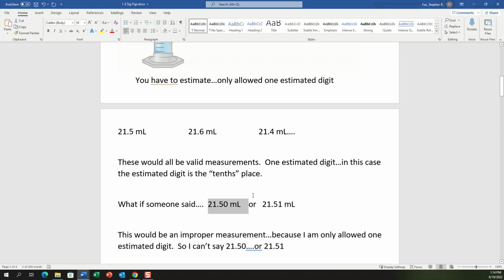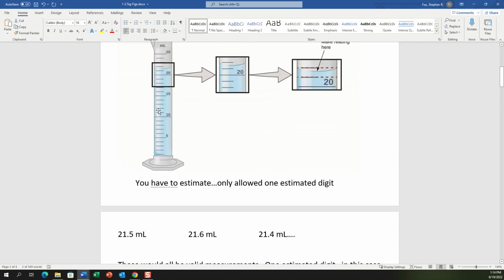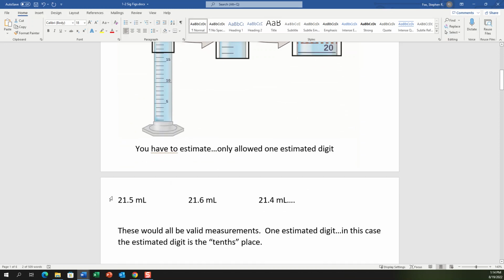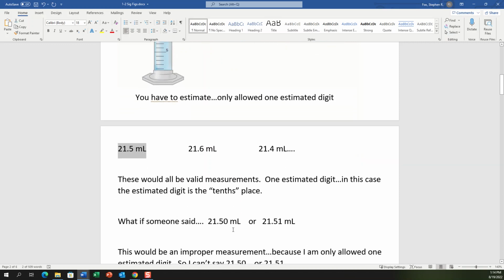21.595. That's too much estimation. The precision of the instrument, the graduations, don't give me enough to go that far. So I could say 21.5. This is a correct measurement. This would be an incorrect measurement, even though they have the same exact value. 21.5 and 21.50, those numbers have the same exact value. But when we're talking about measurements, they mean different things.